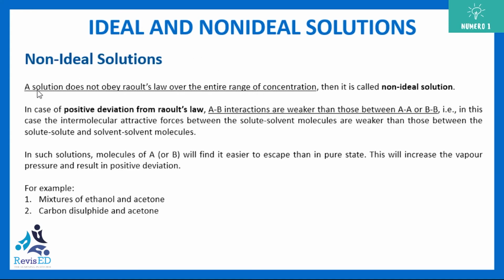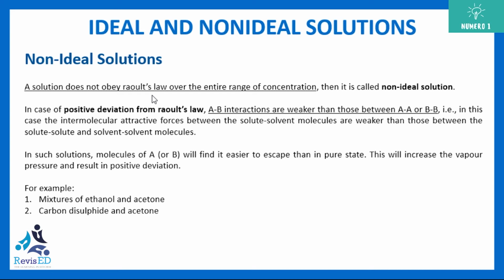So obviously these will be the solutions which do not obey Raoult's law over the entire range of concentration. So they will be called non-ideal solutions. Now these are of two types. One is called positive deviation, and then there is another, negative deviation. Now positive deviation means the partial pressure is more. Okay, so partial pressure in these cases is higher than what is predicted from Raoult's law.